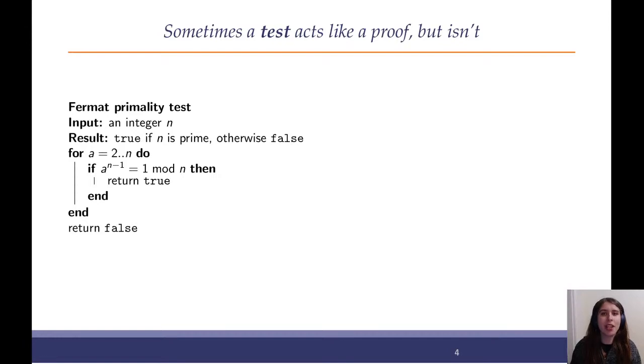However, this is not a proof that it is a prime number, it's simply a test. A number that satisfies this may be prime, it is probably prime, but not necessarily. For example, if you choose n equals 341, there's a counterexample, a equals 2, you get 1 mod 341, but 341 is 11 times 31, so it is not prime.